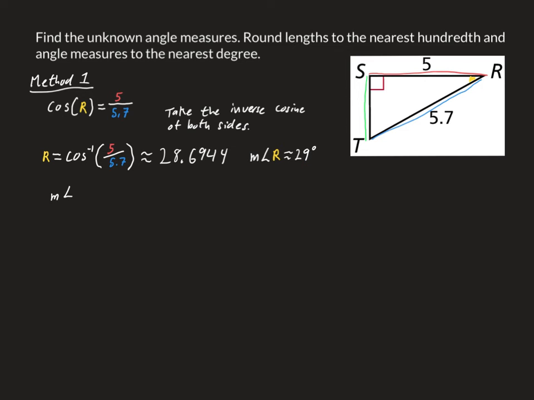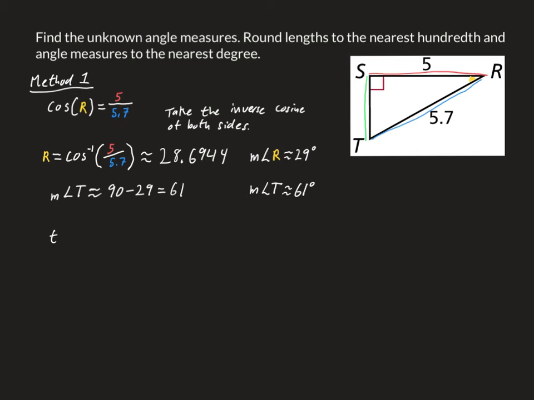So next I want to find the measure of angle T. Well, I could use the inverse sine of 5 over 5.7. I know that angle R and angle T need to add up to 90 degrees. And so I can just subtract 29 from 90 and get 61 degrees for angle T.